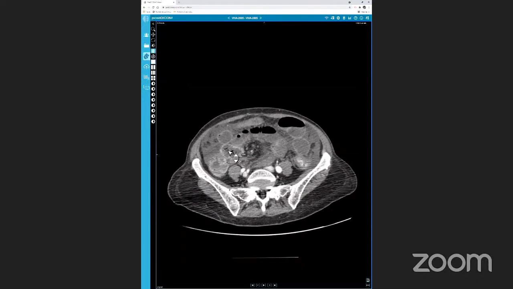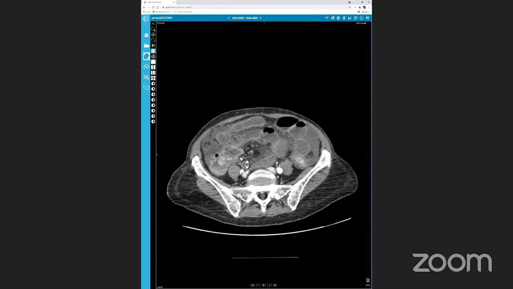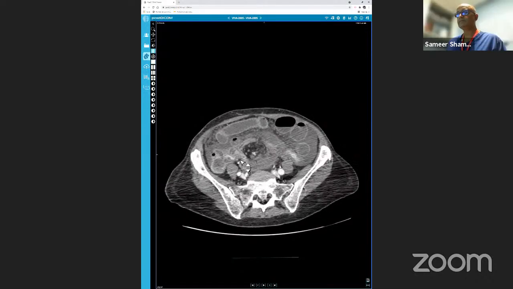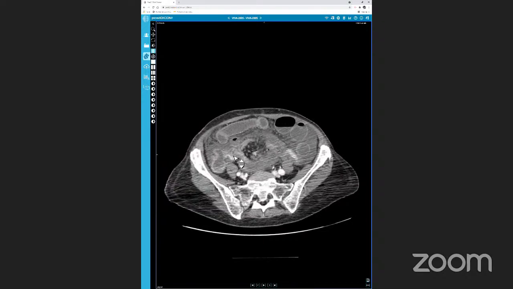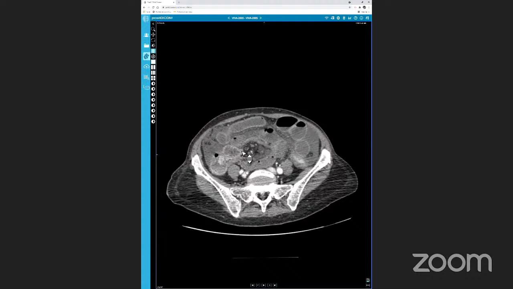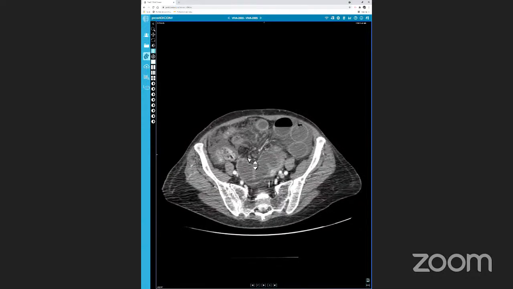I also like to see the site of transition, because that tends to happen in the immediately dilated pre-transition segment. Very good. So I can see the swirling of the mesentery through here, and then there is a transition point here, and then there's another transition point here as well.